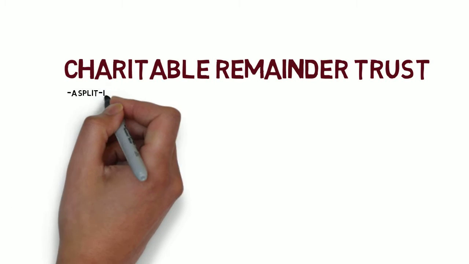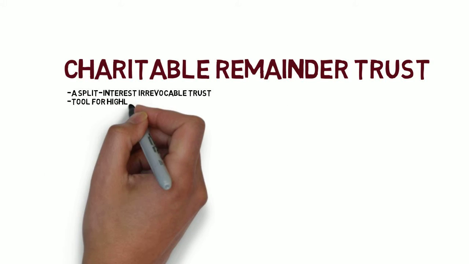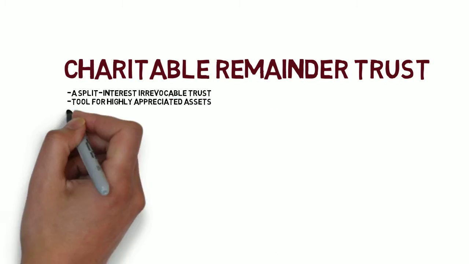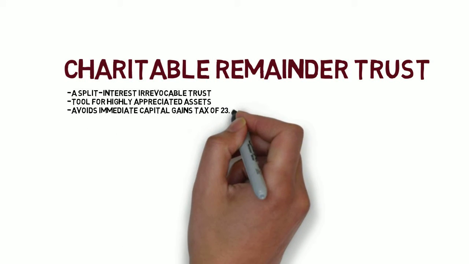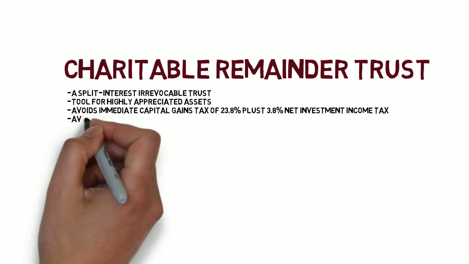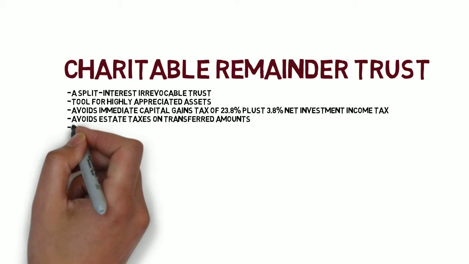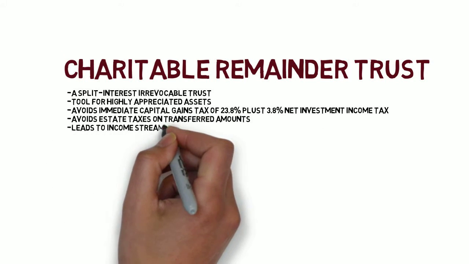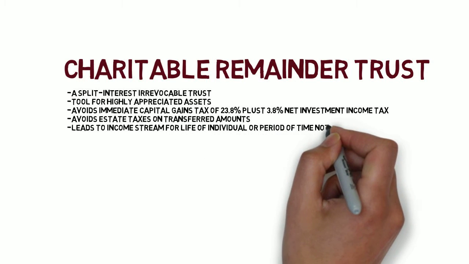A charitable remainder trust is a split interest irrevocable trust. By being irrevocable, the transfer is permanent and you're not allowed to undo the transaction. It's a very effective tool for highly appreciated assets. It avoids immediate capital gains tax on the sale and transfer of the property. It also takes the asset out of the estate tax equation.